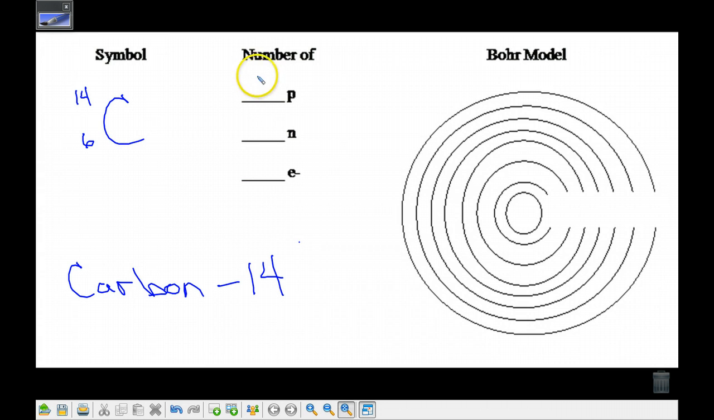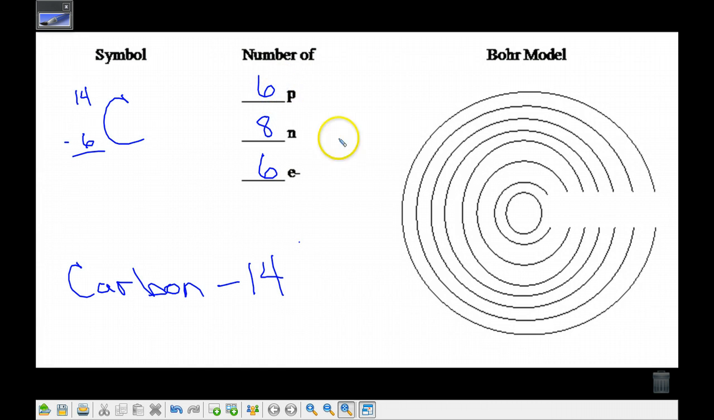So now, from our previous exercise, we now need to figure out protons, neutrons, electrons. Well, 6 tells us protons. 14 minus 6 tells us neutrons. And do the opposite for the charge. The charge is 0, so add or subtract 0 from 6, and you get 6 again. So now we take these numbers, we put them in our Bohr model.